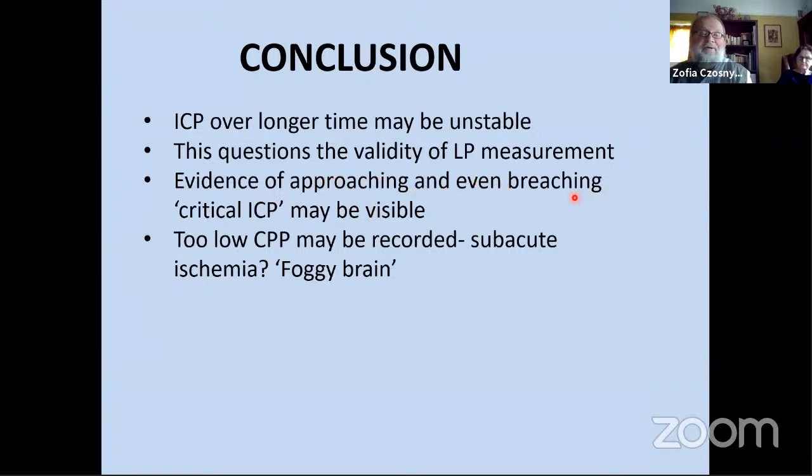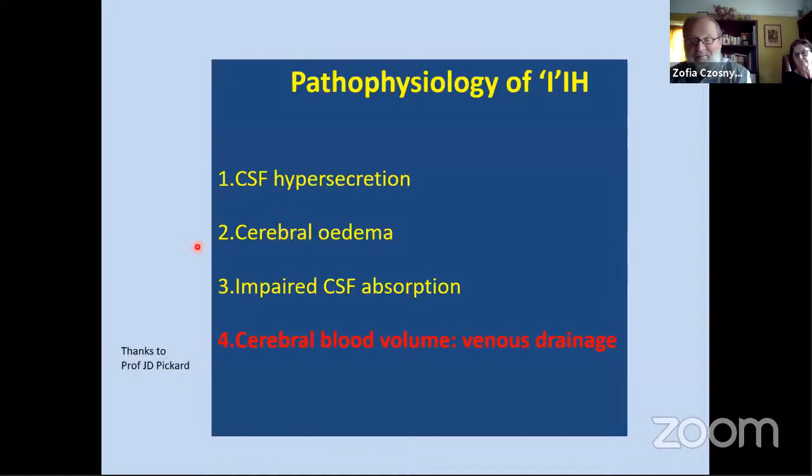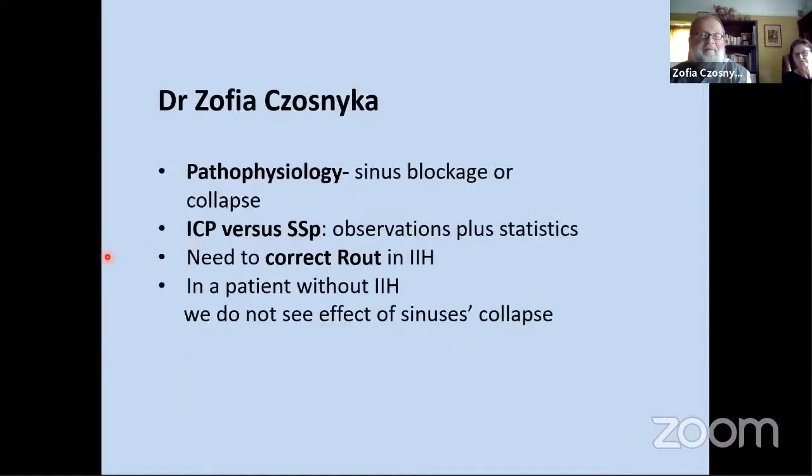Evidence of approaching and even breaching critical ICP may be visible and quite frequently. And we need to take into account cerebral perfusion pressure. So whenever we measure intracranial pressure, we also please measure ABP non-invasively and make a quick calculation of what cerebral perfusion pressure is. This very low cerebral perfusion pressure may be responsible for this phenomenon of foggy brain.